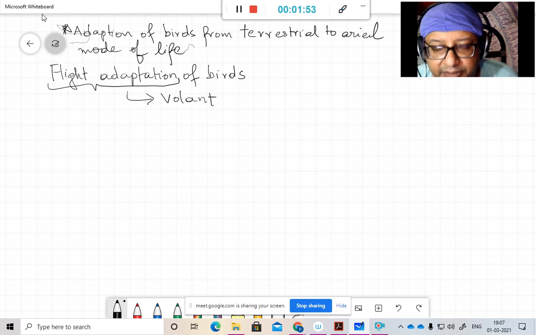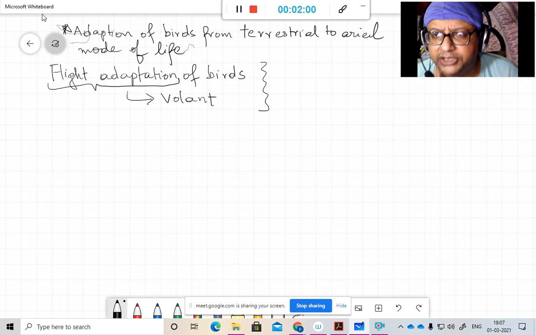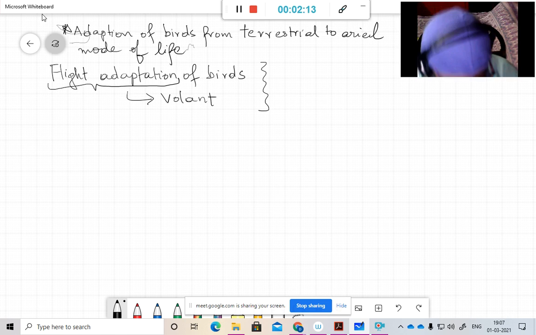volant adaptation. So what do you mean by flight adaptation of bird? There are certain structural, physiological or metabolic adaptations so that the bird can live an aerial mode of life.